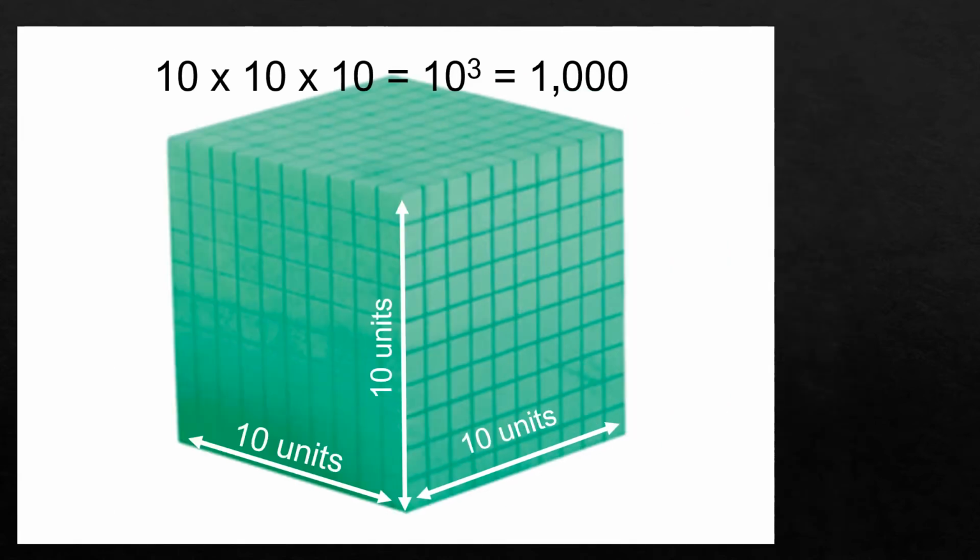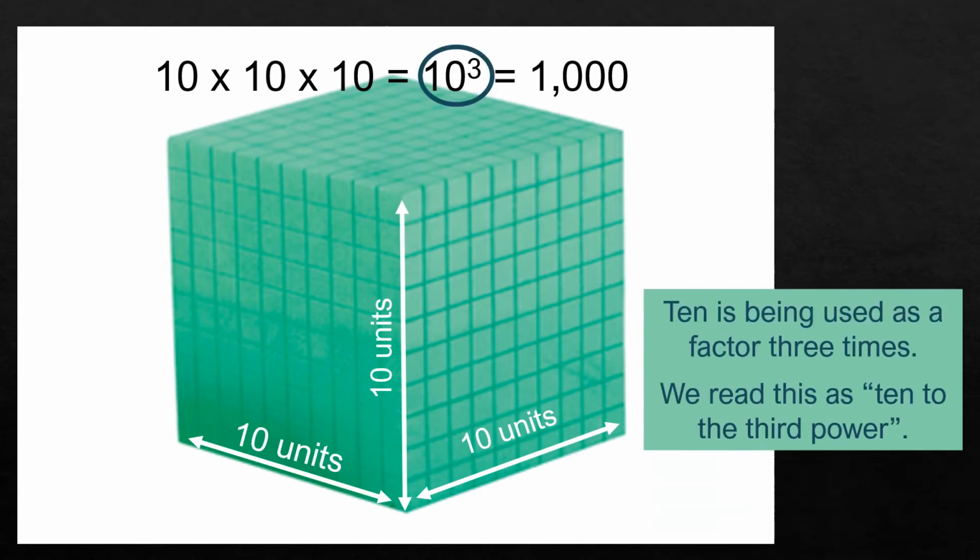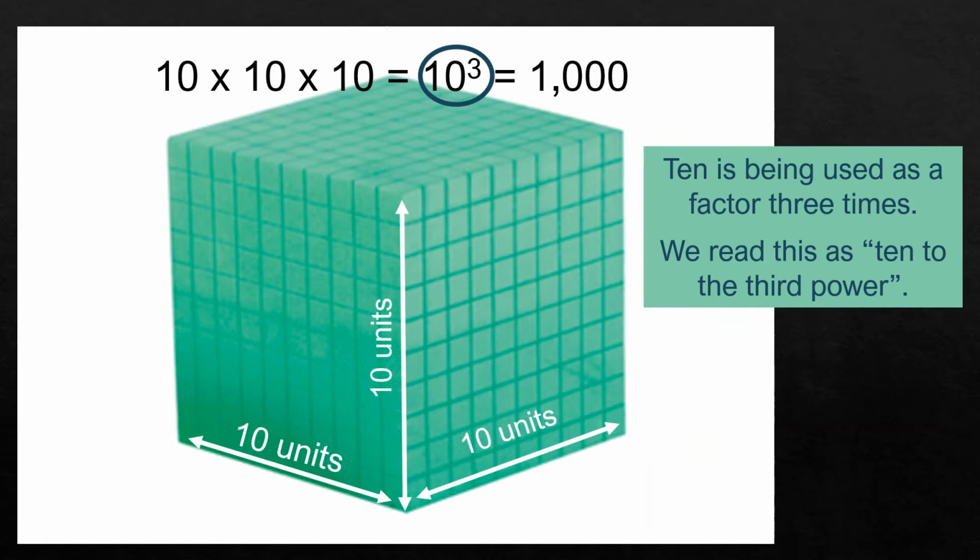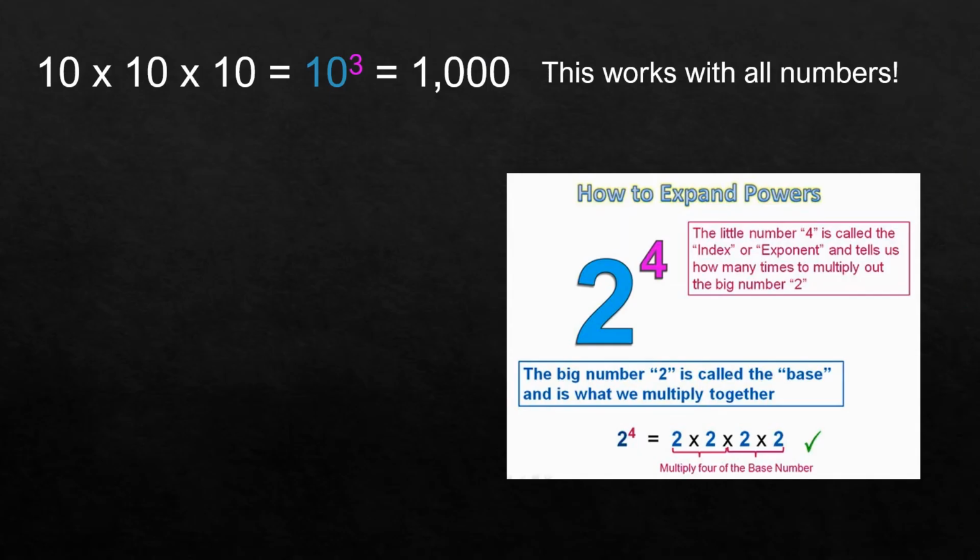We can write this repeated multiplication expression as an exponential expression using a power of 10 with a smaller number after the 10 to show that 10 is being used as a factor 3 times. We read this as 10 to the third power. 10 multiplied 3 times can be written as 10 to the third power. These are both ways to write expressions that have a value of 1,000.